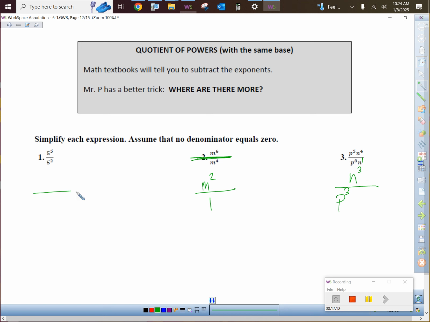We'll start a little fraction bar. Where are there more 5s? Upstairs or downstairs? Upstairs. How many more are there? 3, and it'd be over 1. The dumb thing is, homework probably won't accept that because you can simplify it.